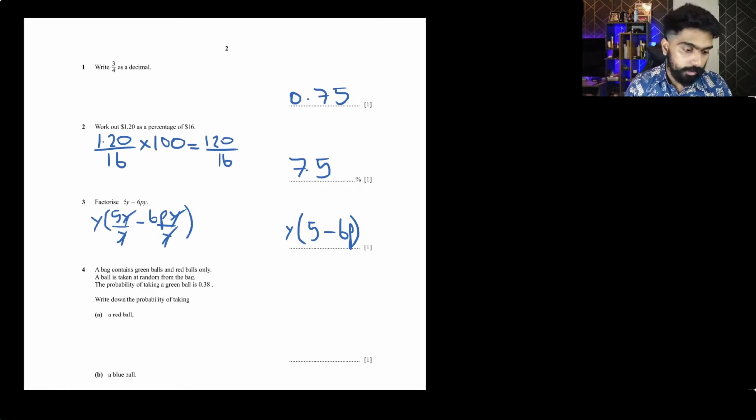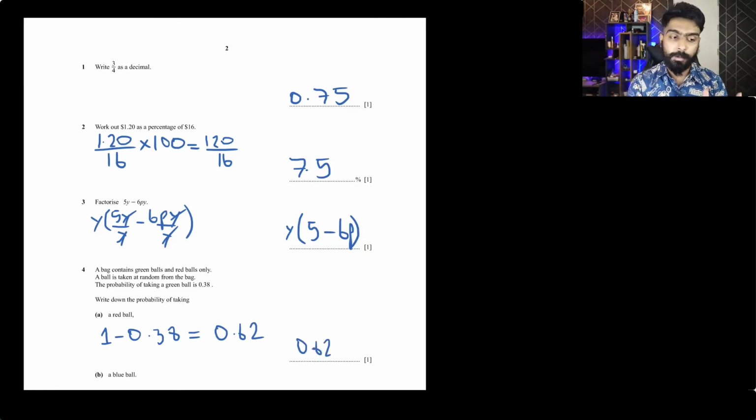Now question number 4 guys, a bag contains green balls and red balls only. A ball is taken at random from the bag. The probability of taking a green ball is 0.38. Therefore the probability of taking a red ball would be 1 minus 0.38, which is equal to 0.62, right guys, 0.62, because there are only two colors of balls in the bag, right? Now if one of the balls is 0.38, the other one will be 1 minus 0.38.